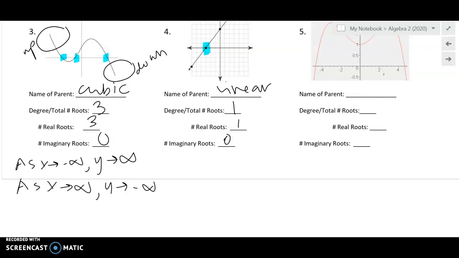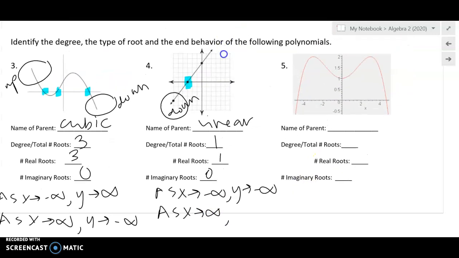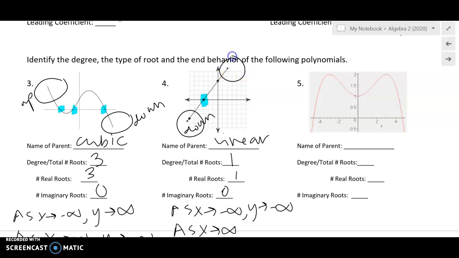Same thing here for end behavior. As x approaches negative infinity, so as I look on the left side of my graph, where's my arrow pointing? Hopefully you're thinking it's going down. So that's negative infinity. And vice versa here, as x approaches positive infinity, so let me scroll a little bit up on this right side, this one is going up. So that side is positive infinity.